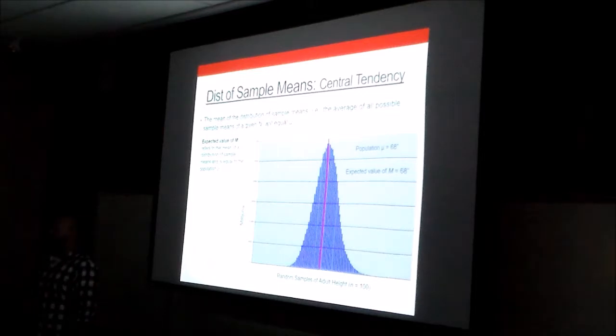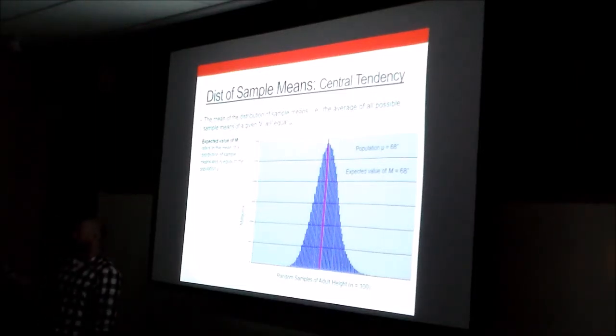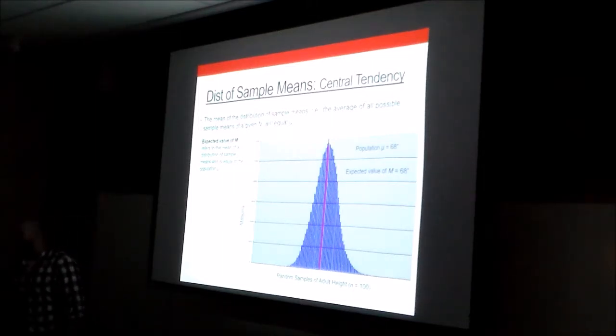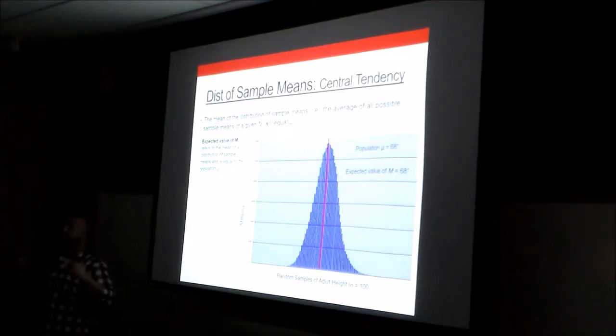Mathematically, what does the mean of our distribution of sample means represent? Okay, that's technically, yes, you're absolutely correct. That is what it means. Conceptually, mathematically, what does it represent? The population mean. The population mean, right?